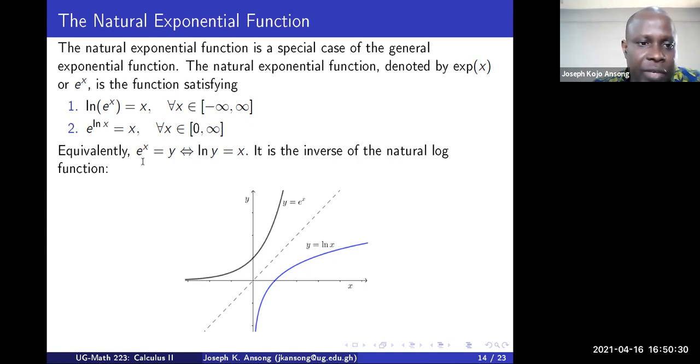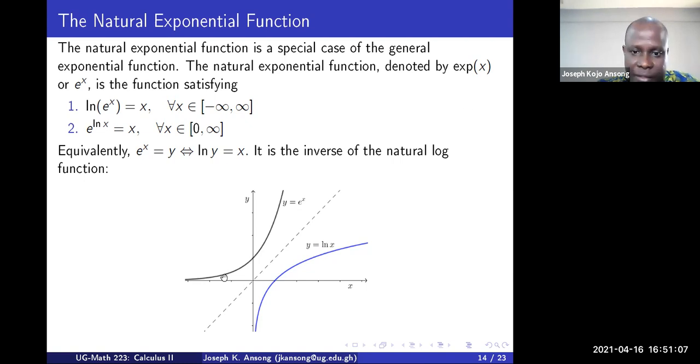Also, if you have e to the x equal to y, using our study of logarithms, we can take the log of both sides, just from the definition of log. This is also equivalent to ln y equals x. Again, ln is log to the base e. So log to the base e of y is x means that e raised to the power x is y. And it is the inverse of the natural logarithm. We actually showed this using the cancellation equations when we were doing our logarithms.